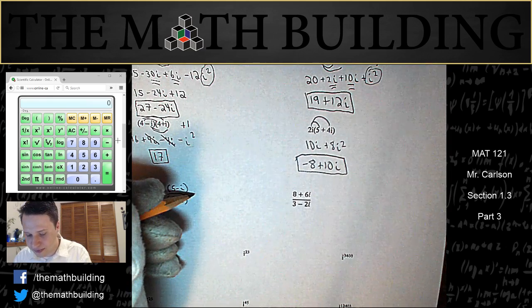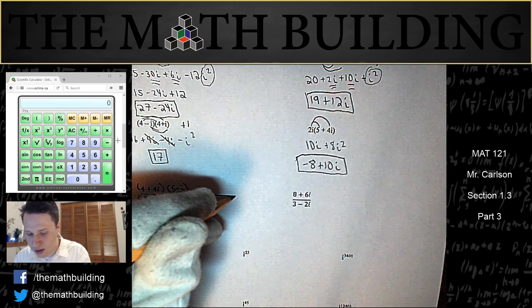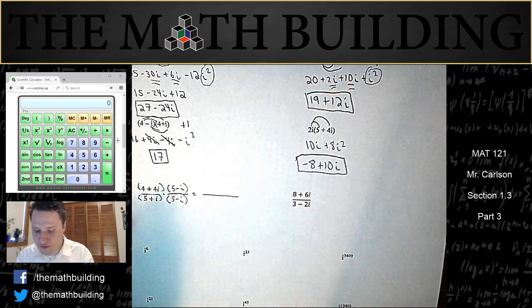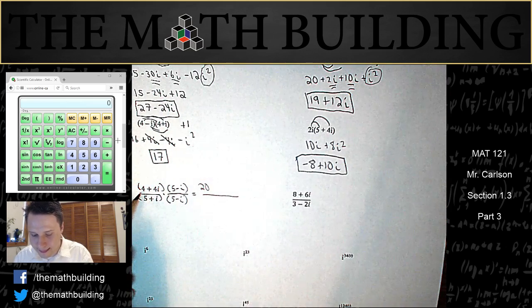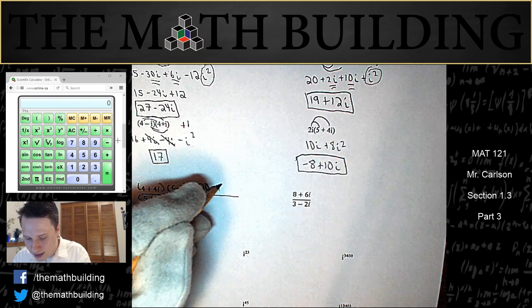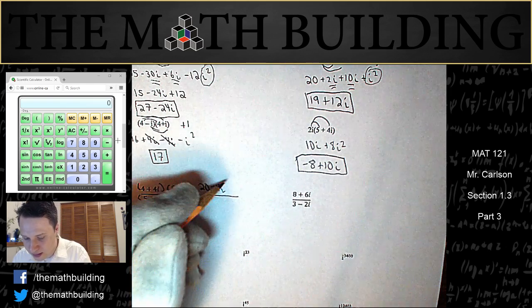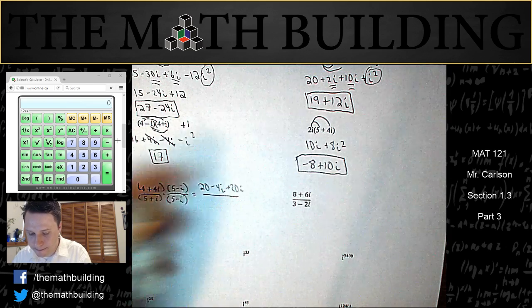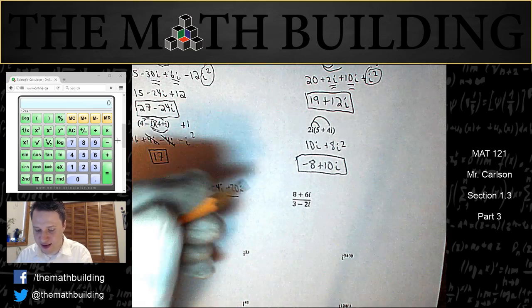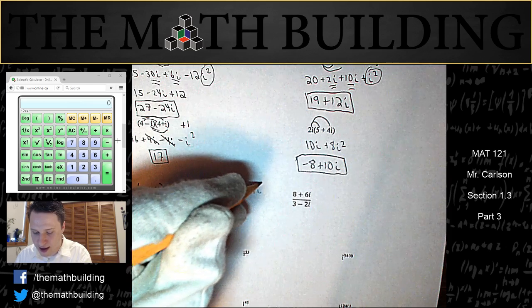So let's do it. And as you get better at this, you won't need to show all of your work like I am. 4 times 5 is 20. 4 times negative i is negative 4i. Inside now, 4i times 5 is plus 20i. And then 4i times negative i is negative 4i squared.